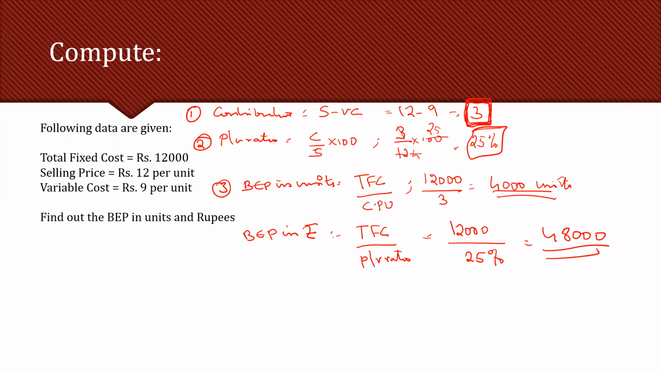What was the next formula to compute break-even point in rupees? Just we can cross-check. Total fixed cost divided by contribution into selling price. So 12,000 divided by contribution, how much? 3. Sales how much? 12.